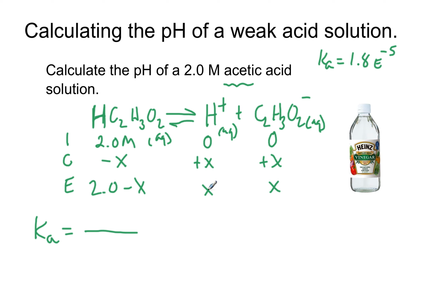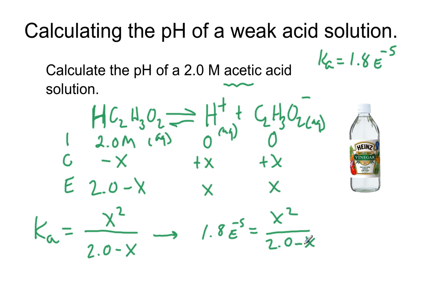So our K expression would be x times x over 2.0 minus x, so that's x squared over 2.0 minus x. Okay, now I'm just going to do some magic here, and that would be 1.8 e to the negative fifth. All I've done is plug in my Ka value, equals x squared over 2.0 minus x. Now, here's where we have to make an assumption.